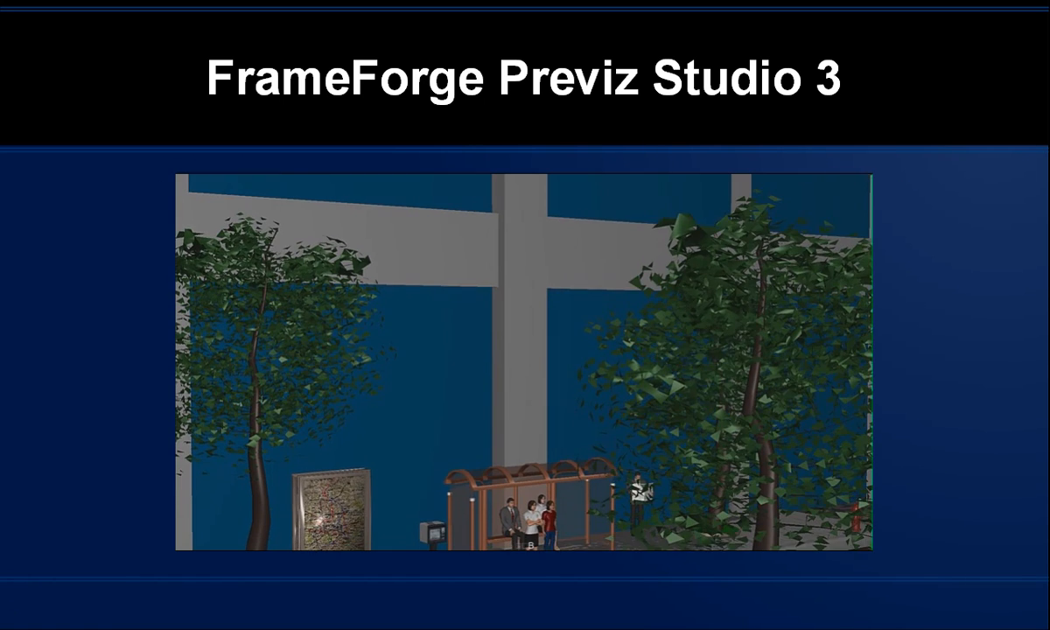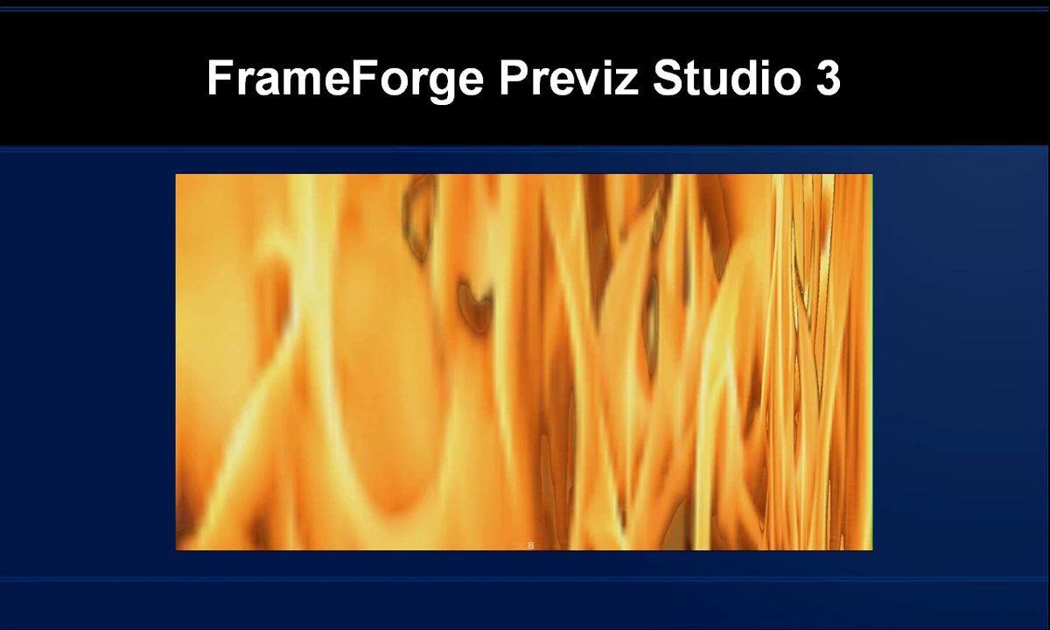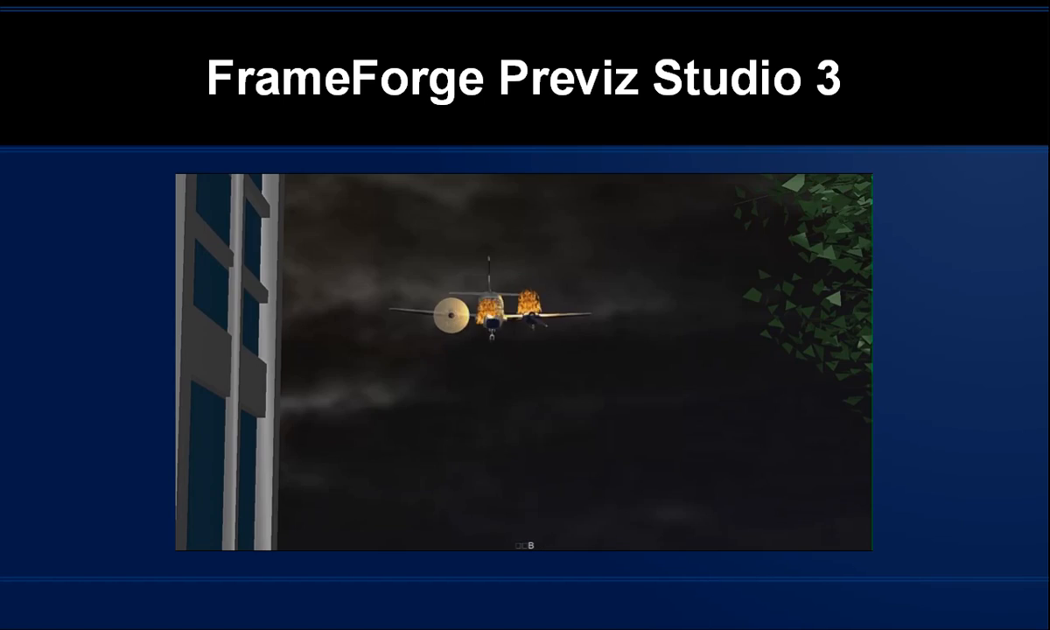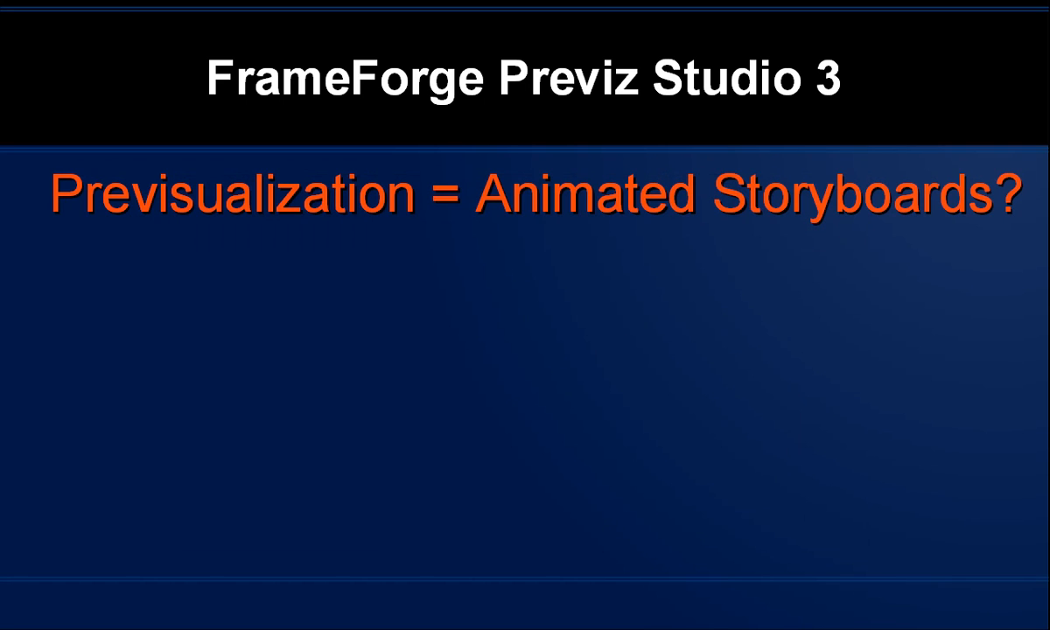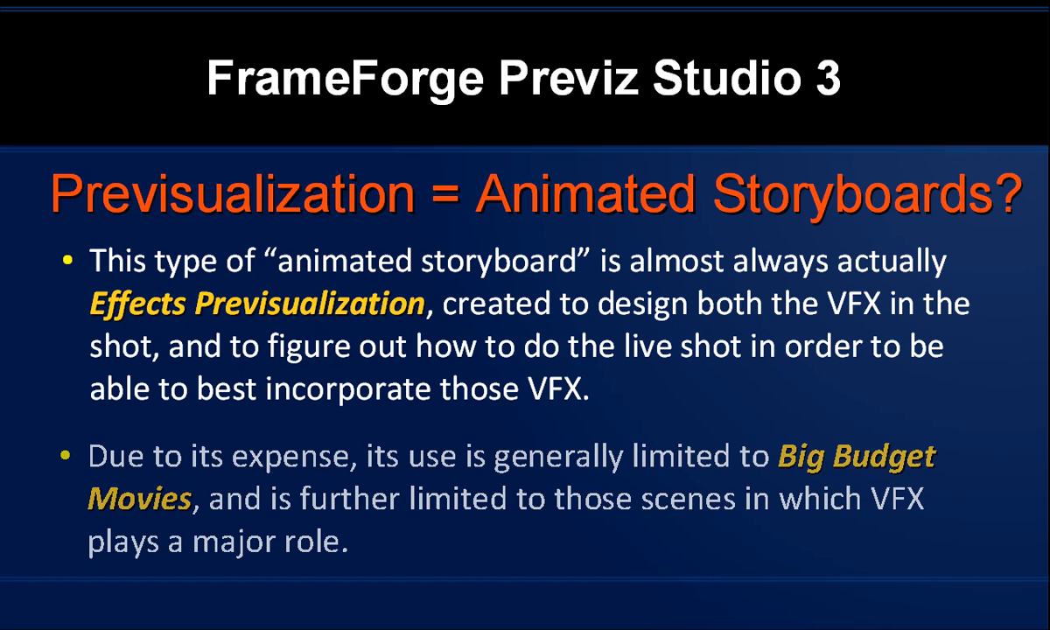And as we see here, the most common perception of it is animated storyboards. Something on the order of this. Big action sequence, big effects, and I think this will run over again. Yeah, here we go. And that is because these are really not just previsualization, but effects previs. And they're done both to integrate the VFX into the shot, to prepare the VFX, figure out how to do the live shot, all of those kinds of things.